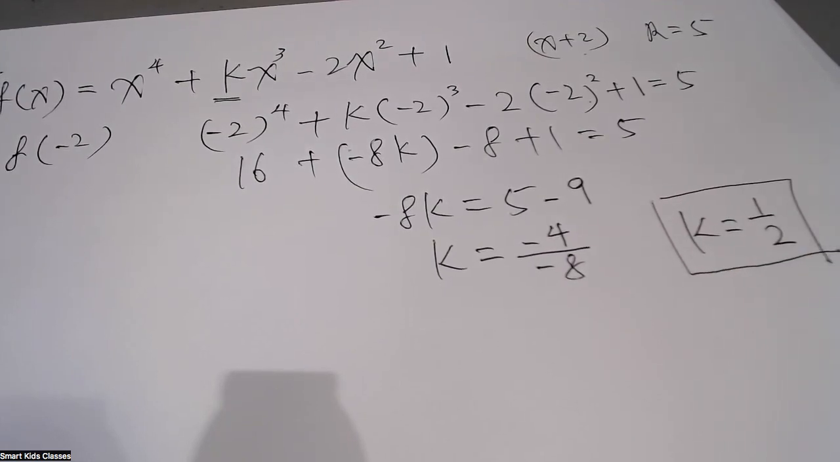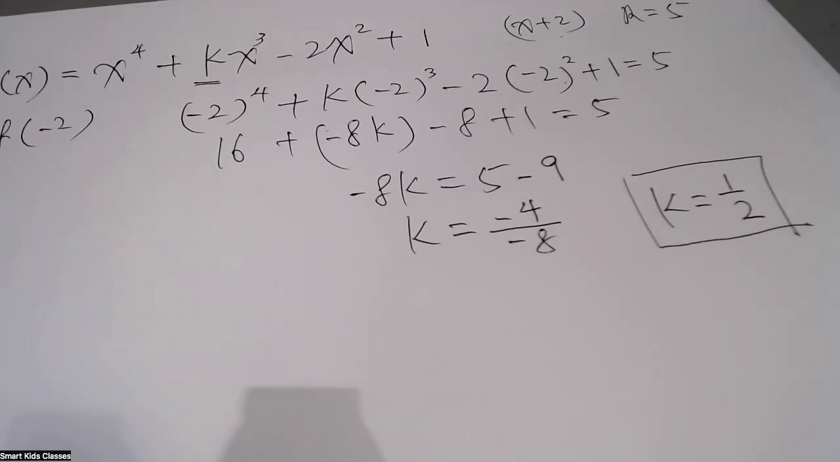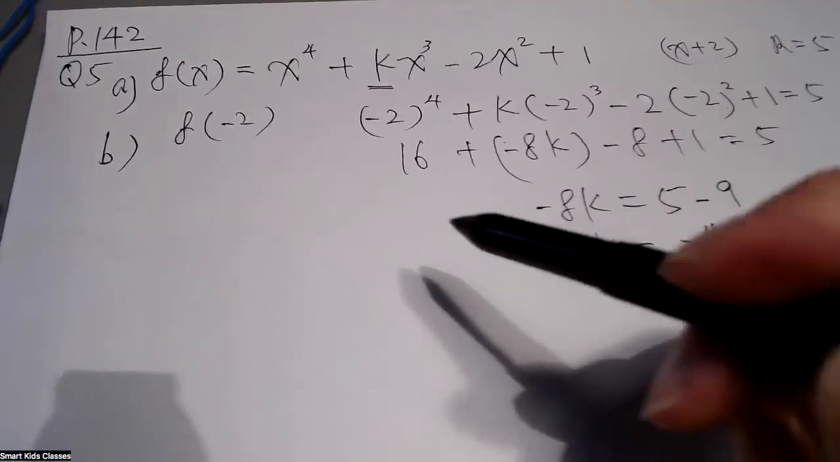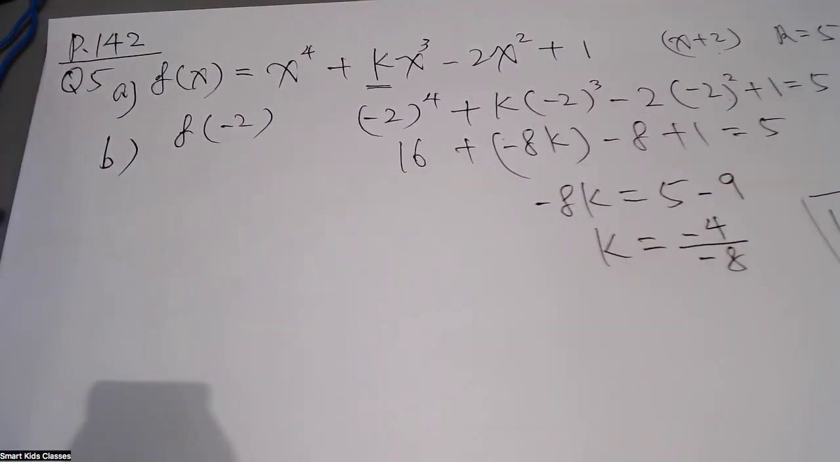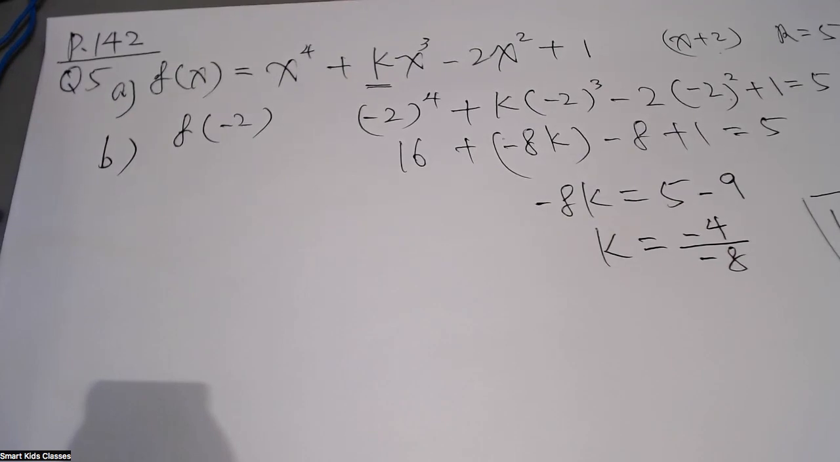And then k equals 1 over 2. So we solve for a. So k equals 1 over 2. Now we're going to solve for b. So b is asking.